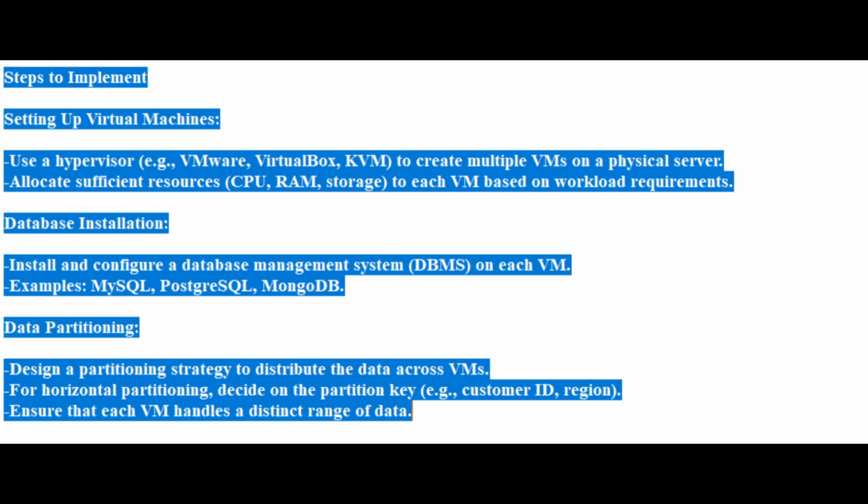Database installation. Install and configure a database management system, DBMS, on each VM. Examples: MySQL, PostgreSQL, MongoDB. Data partitioning. Design a partitioning strategy to distribute the data across VMs. For horizontal partitioning, decide on the partition key, e.g., customer ID, region. Ensure that each VM handles a distinct range of data.